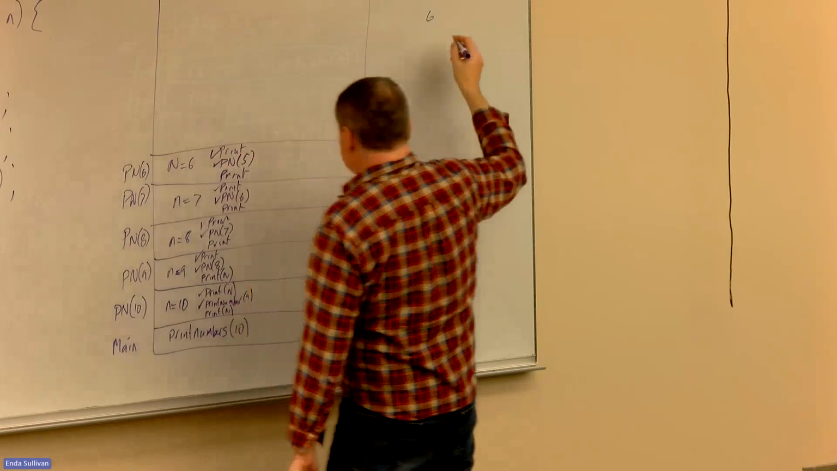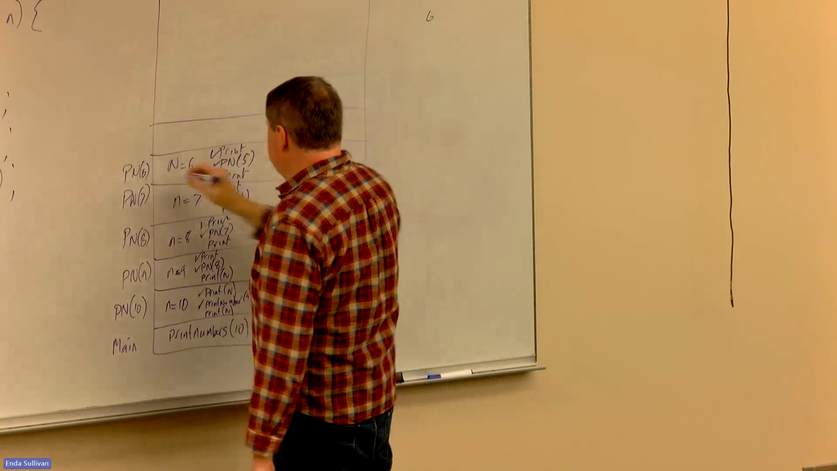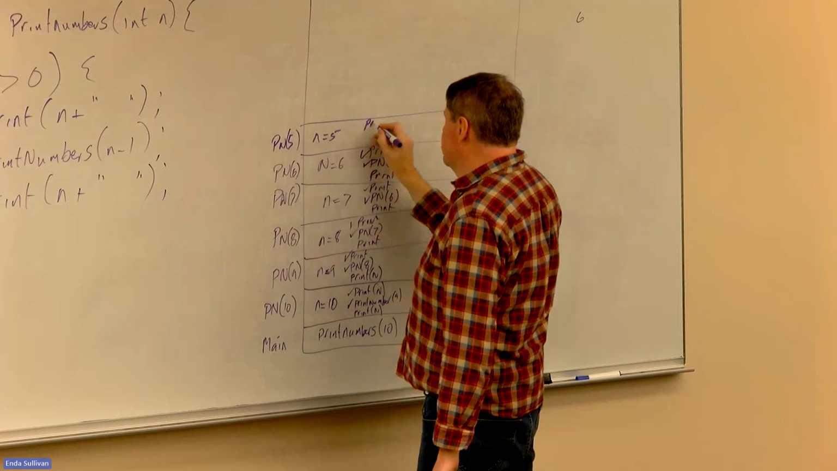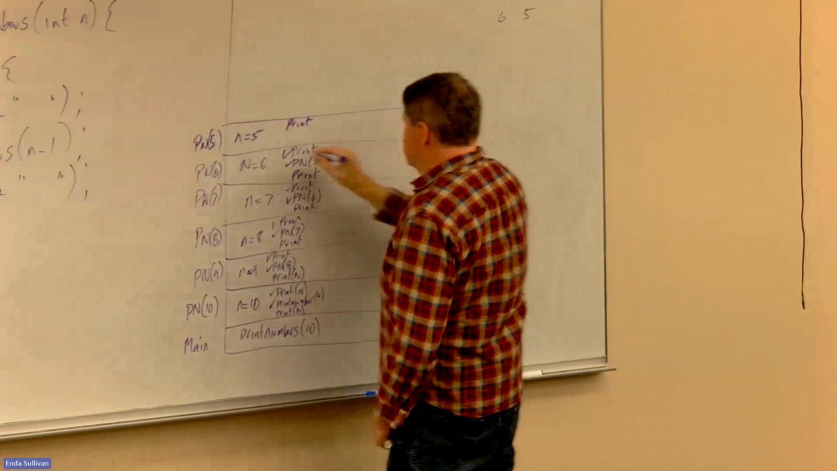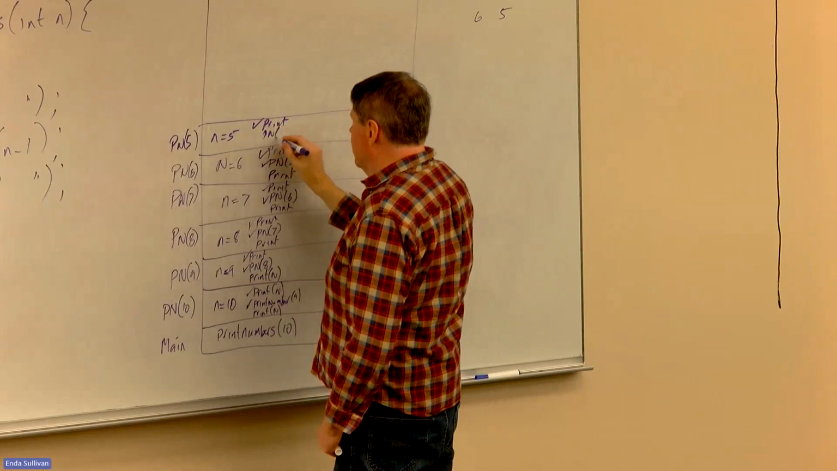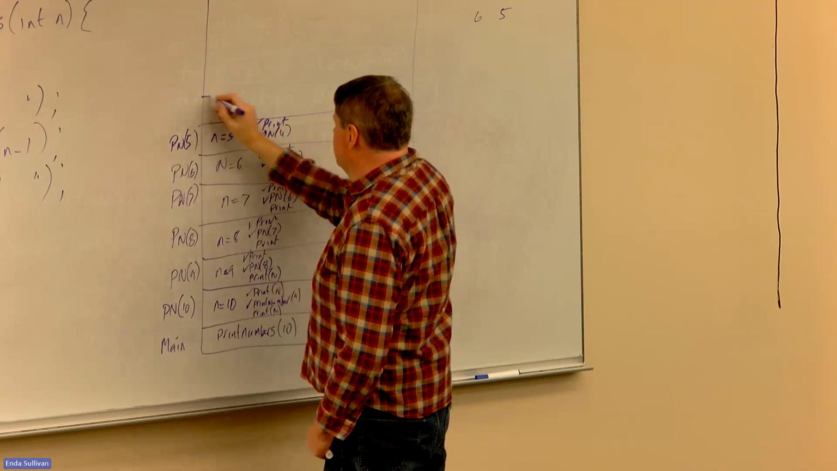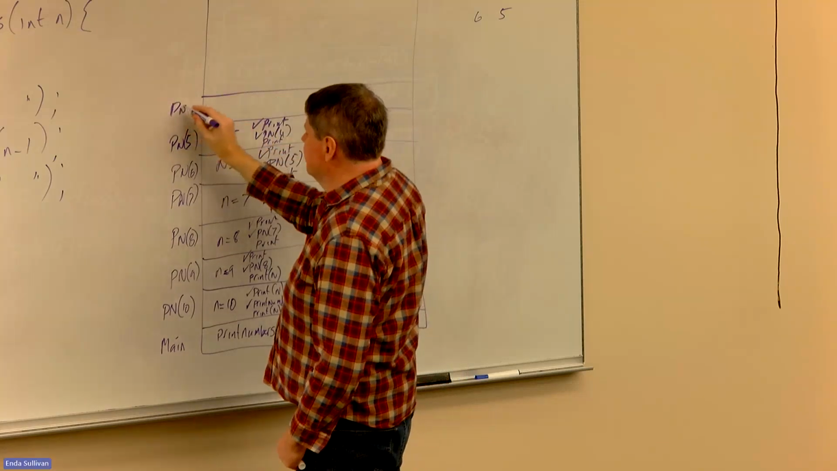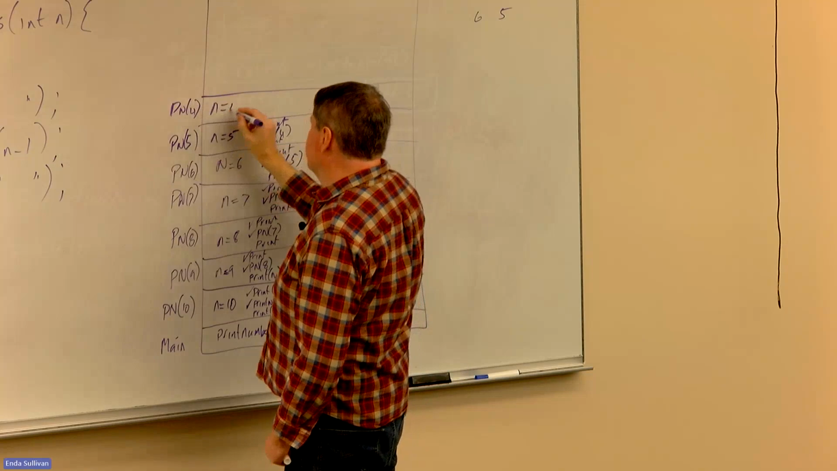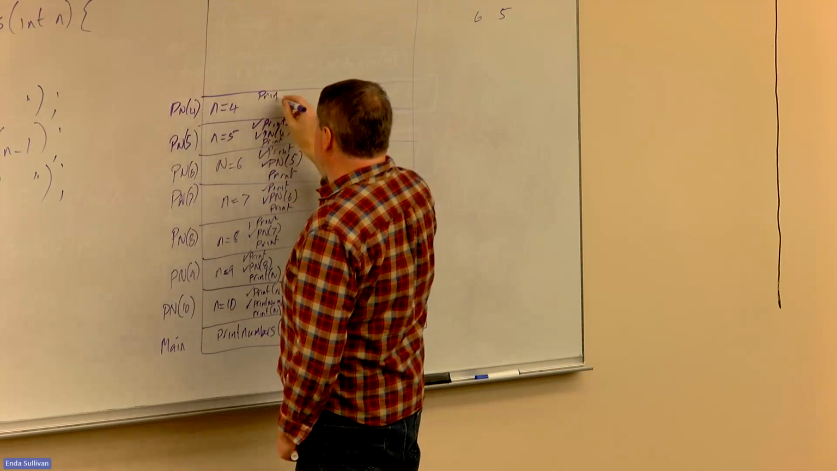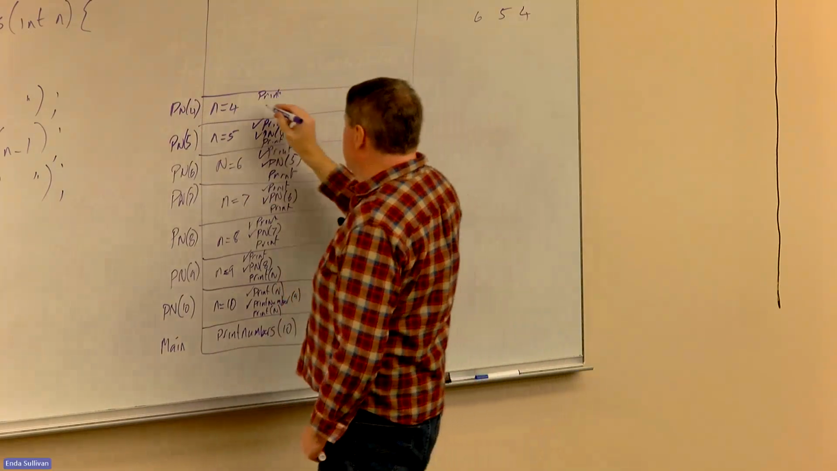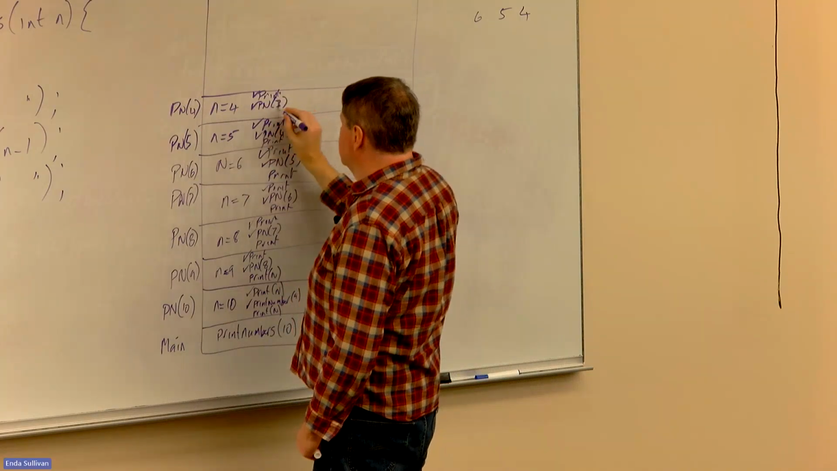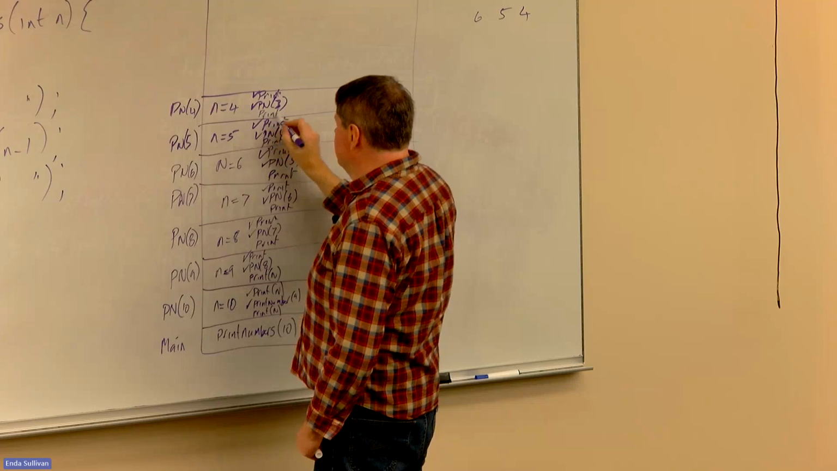All right, so I print out my 6. I call print numbers 5. N is equal to 5. Print the 5. That's done. Call print numbers of 4. Then there's a print underneath it. All right, so print numbers of 4. N is equal to 4. I'm going to do a print. Here's my 4. I'm going to do print numbers of 3. That's a 3. And then I'm going to do a print again at the end.